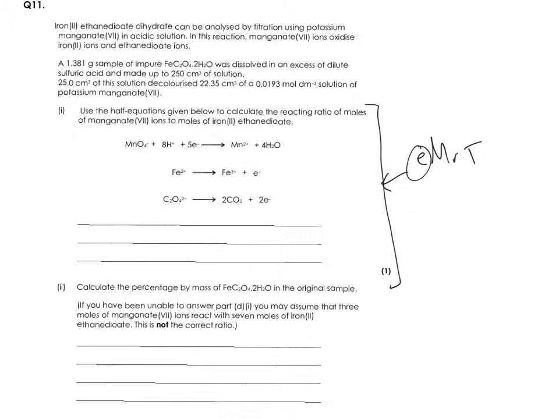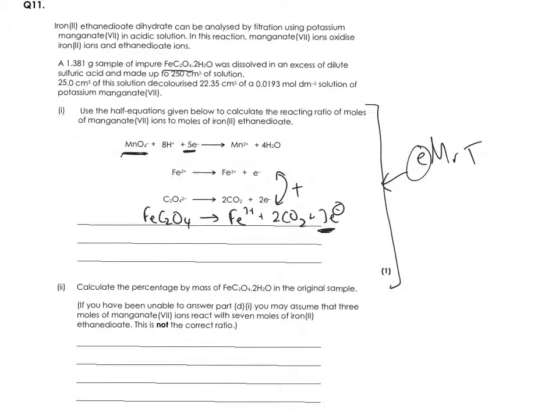You've got to recognise that you are reacting the manganate ions here with iron ethanedioate. And so to work out this ratio, you'd add these two equations together. So you get FeC2O4 making Fe3+ plus 2CO2 plus 3 electrons. Then that is the ratio that you'd be going with.